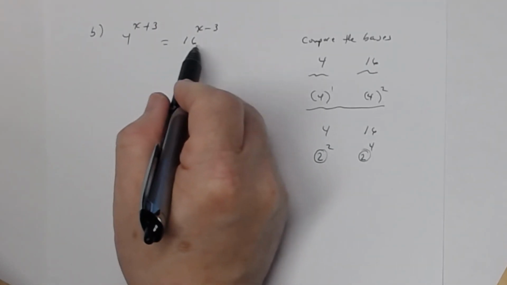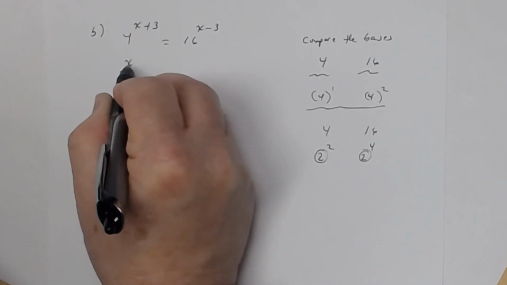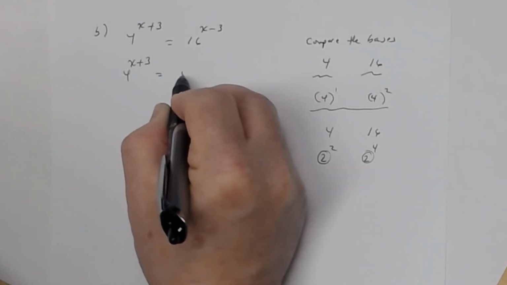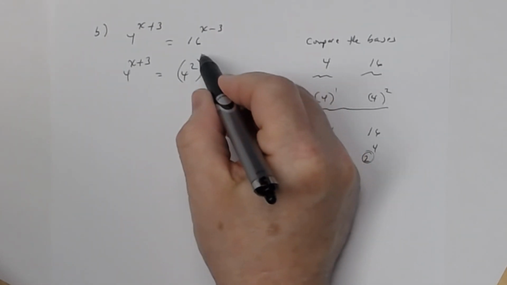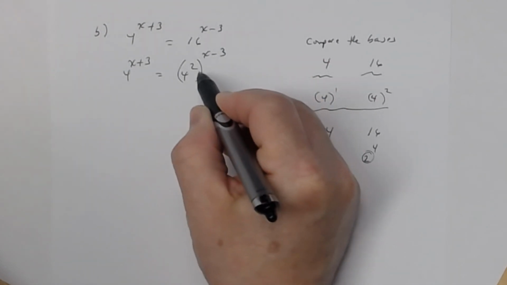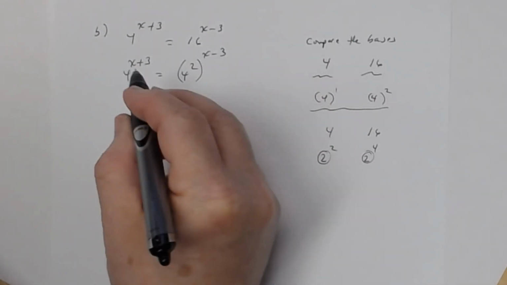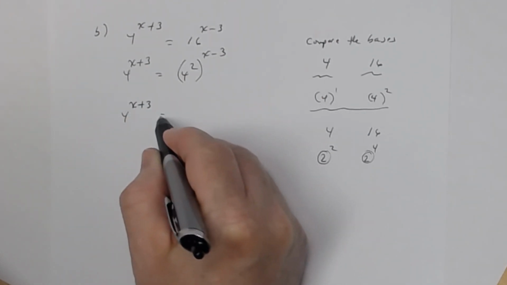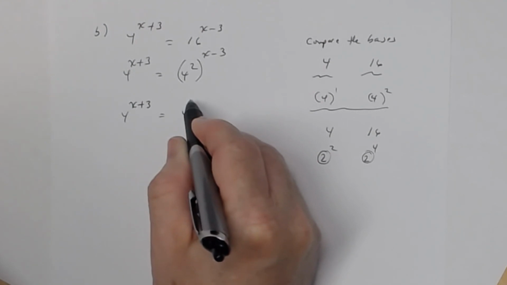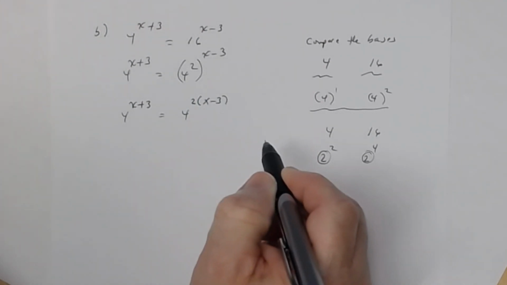All right. So let's go ahead and do the bases to be 4. So this becomes 4 to the x plus 3 equals 4 squared, just like the previous problem. So make sure you put that in parentheses, to the x minus 3. Then using the power to a power rule, make sure you rewrite this, we get 4 to the x plus 3 equals 4, and you're going to rewrite it just like this. You're going to say 2 times x minus 3, just like that.